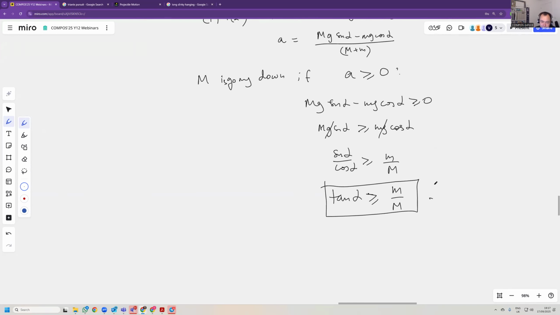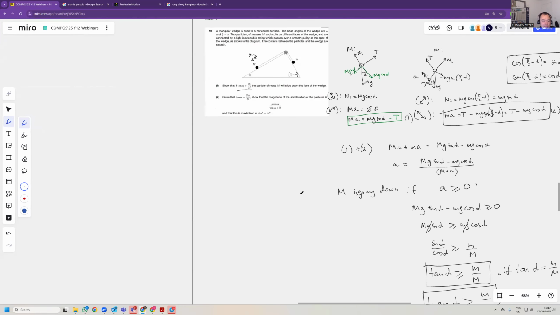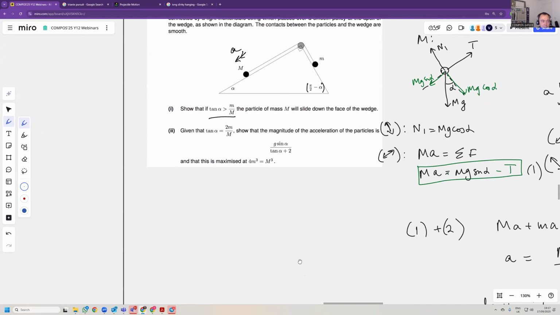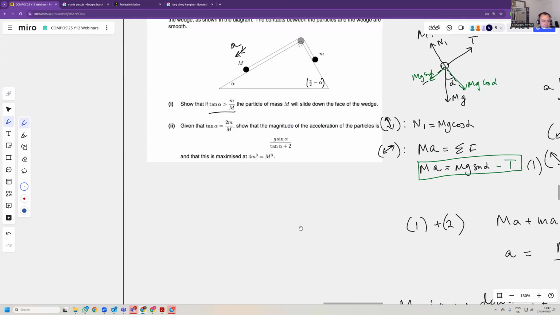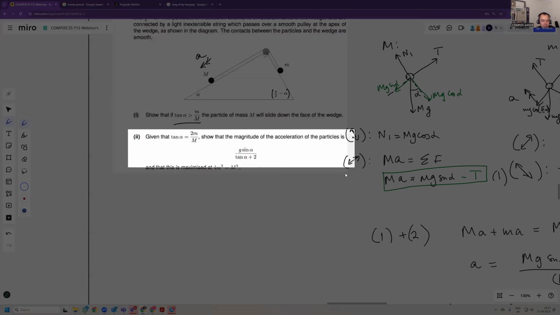If tan alpha equals m over m, then you have stationary. So yes, tan alpha has to be greater than m over m, although that's not that significant. The difference is not very significant. Given that tan alpha is 2m over m, show that the magnitude of the acceleration of the particle is maximized when this.